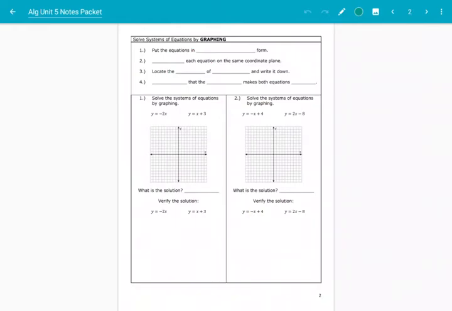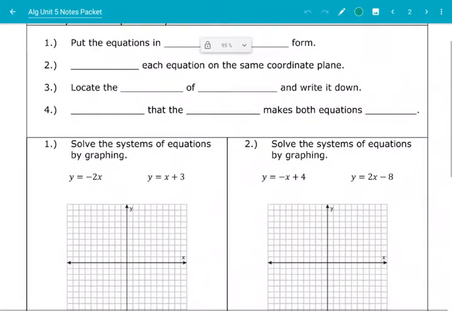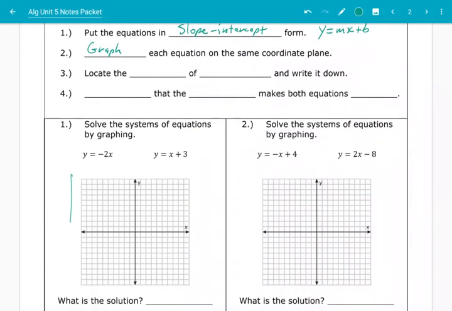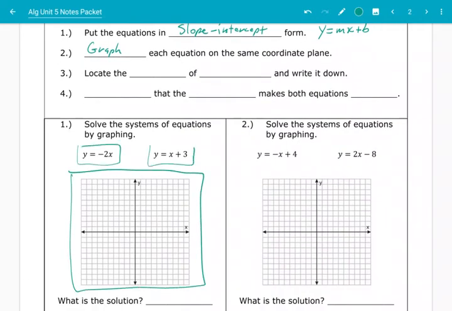Okay, let's keep on going. Okay, we're going to solve by graphing. This is probably the easiest way because you could plug it into Desmos or on a calculator, and you could just see where the solution is. So that's pretty easy. All right, so we're going to put the equations for graphing in slope-intercept form. Of course, that's y equals mx plus b. That's our favorite. That's the easiest. And then we're going to graph each equation in the same coordinate plane. So we're going to use one grid to graph both of these equations.